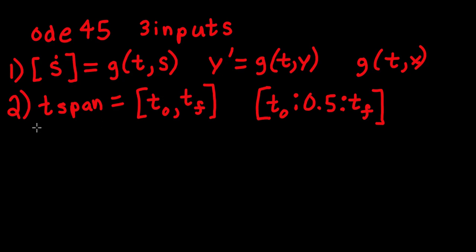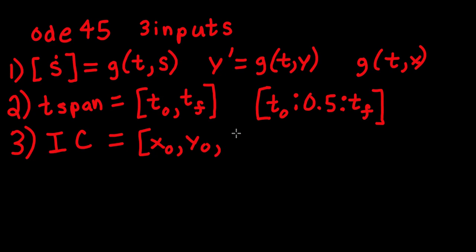But that's the time span. So the third input is going to be the initial conditions. So maybe you have some x naught, some y naught, which is a Pokemon, if any of you get that reference. Maybe you have an initial velocity, and so on. And boom, there are your initial conditions.